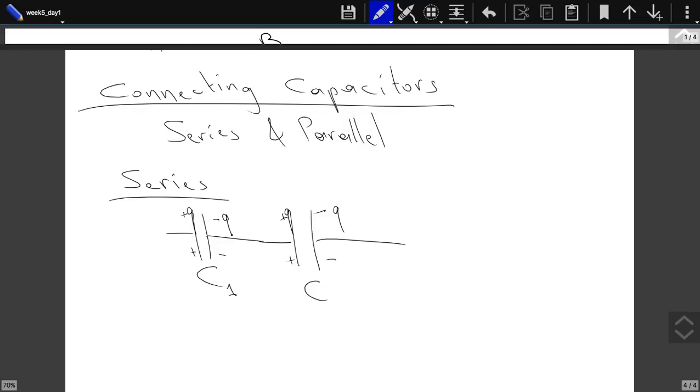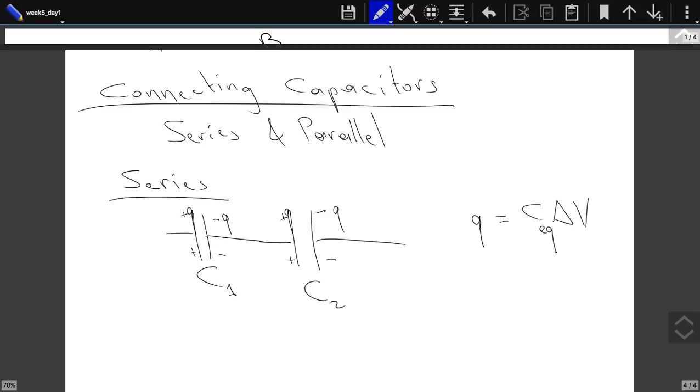In this one, how much charge did we move from one side to the other one? Just Q. It's not plus Q, it's just Q. So Q should be equal to C times delta V. Let's say the C equivalent.